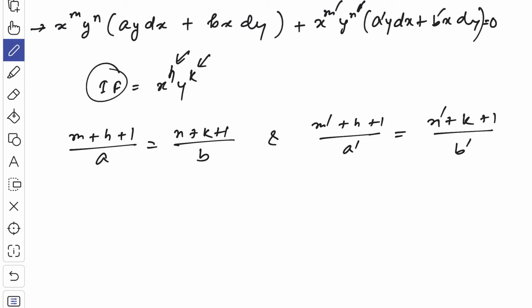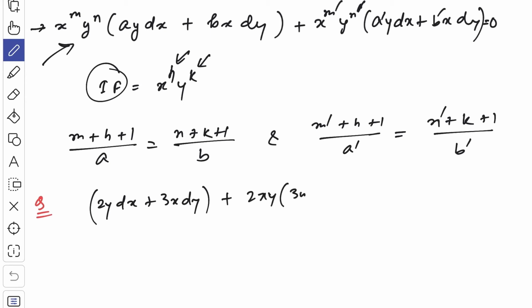Then again we will multiply the integrating factor with the original equation, then we will integrate, and that's how we can find a solution. So let me give you an example, then you will understand better. So let us take a question here. Suppose we need to solve this equation. The equation is twice y dx plus thrice x dy plus twice xy into thrice y dx plus 4x dy is equal to 0. We need to solve this equation.